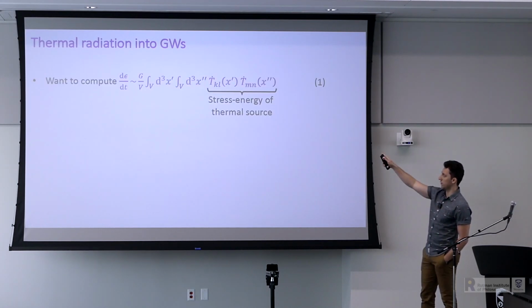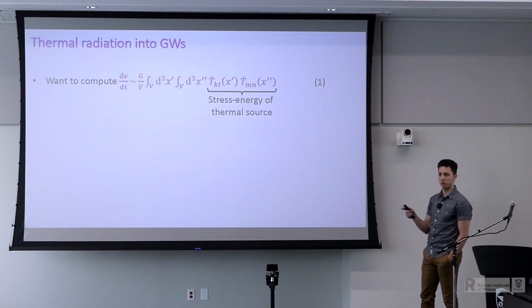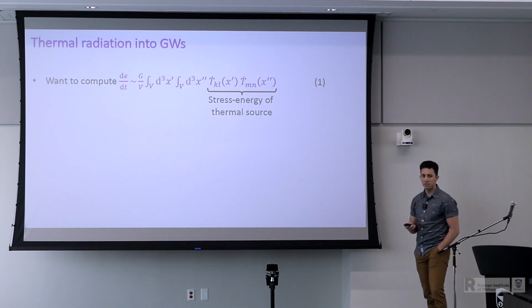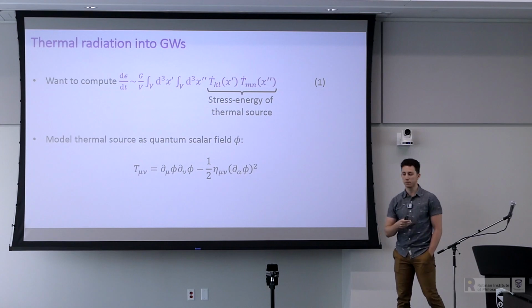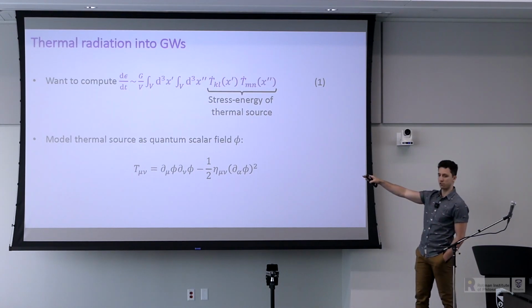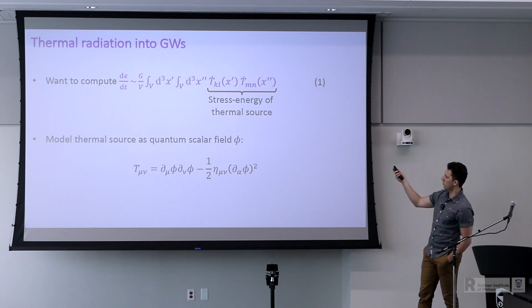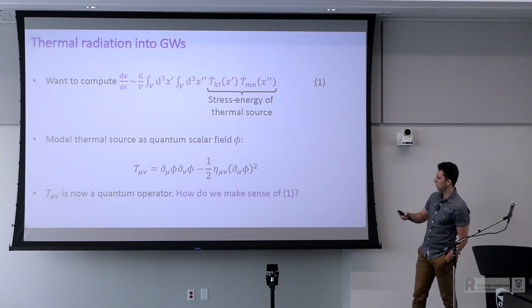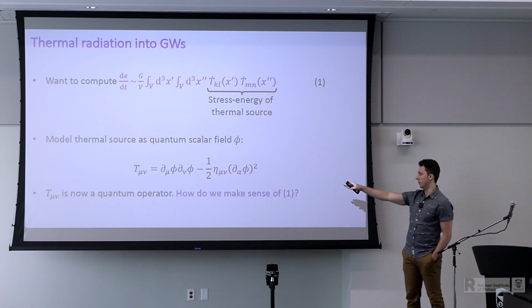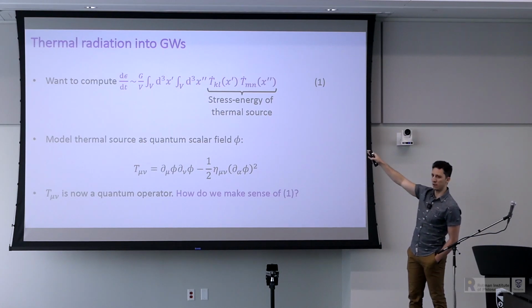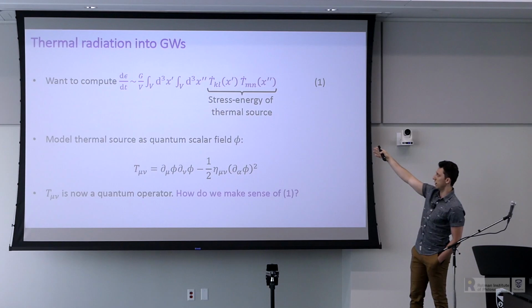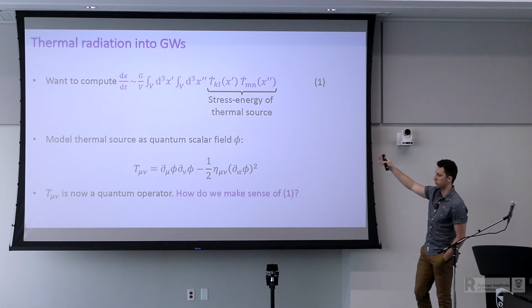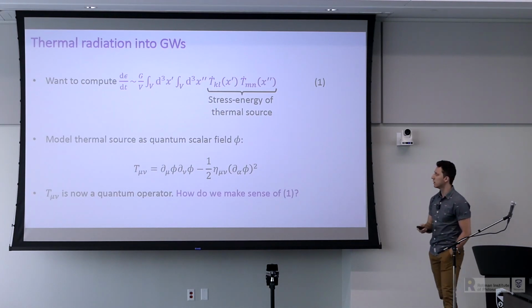Okay, so we're going to try to compute this quantity for the power radiated. And again, I point out that capital T is the stress energy of the thermal source. So for simplicity, we're going to model the thermal source as a quantum scalar field, and then in which case the stress energy tensor takes this familiar form. But now we have a kind of problem. T mu nu is now a quantum operator, and so then equation 1 doesn't make sense really, because the left-hand side is supposed to be a real number, whereas the right-hand side is a product of operators. So we need to somehow make sense of that.